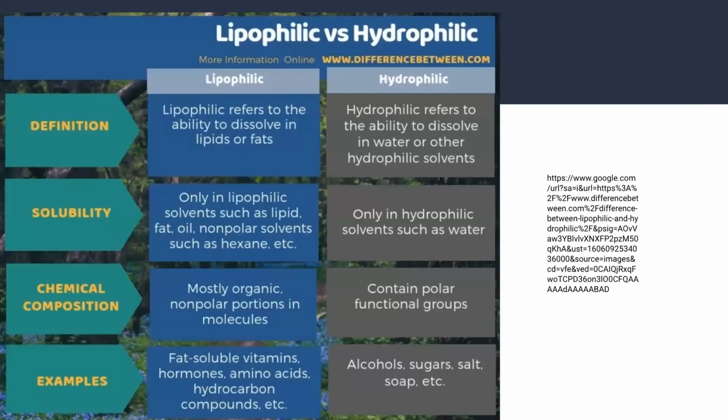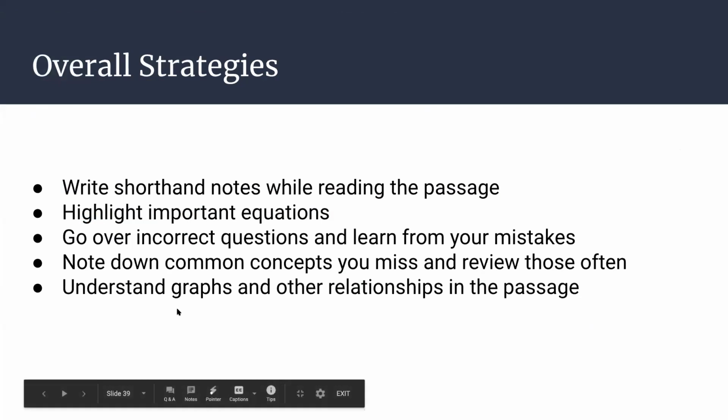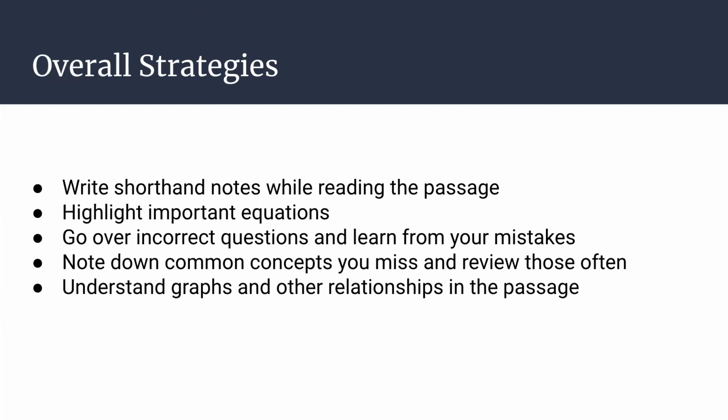Okay, so just to sum up with some overall strategies, make sure you write shorthand notes while reading the passage and highlight those important equations. To really improve in the science section, you want to really understand your incorrect questions and why you got them wrong and learn from your mistakes. And note down common concepts you missed so you can review those, and definitely understand the graphs and relationships that we talked about today and break down those passages.